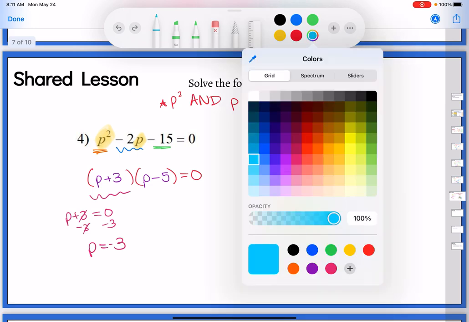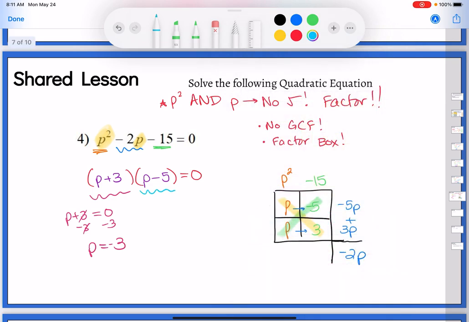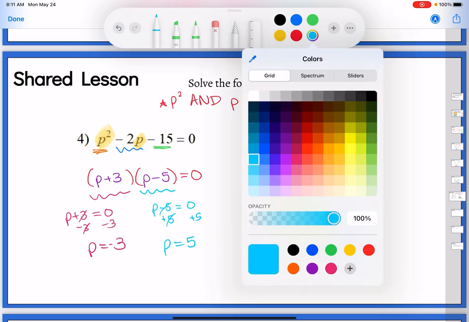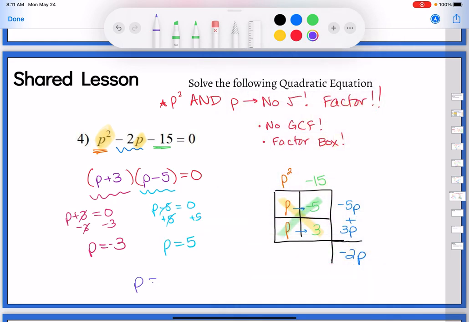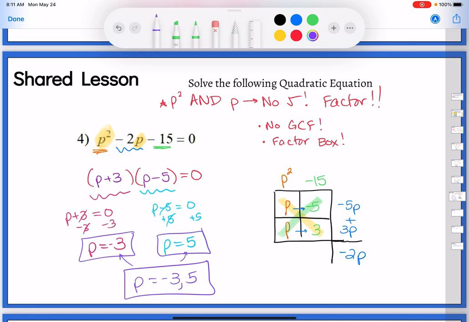And then I take my second one. Okay, well, anything times 0 equals 0, so if this one equaled 0, it would also work. So I set that one equal to 0, which means p would equal positive 5. So my answer then is p equals negative 3 or 5. Now you could write it like this, right? Or you could write it all in one, but notice here I still have my 2 answers.